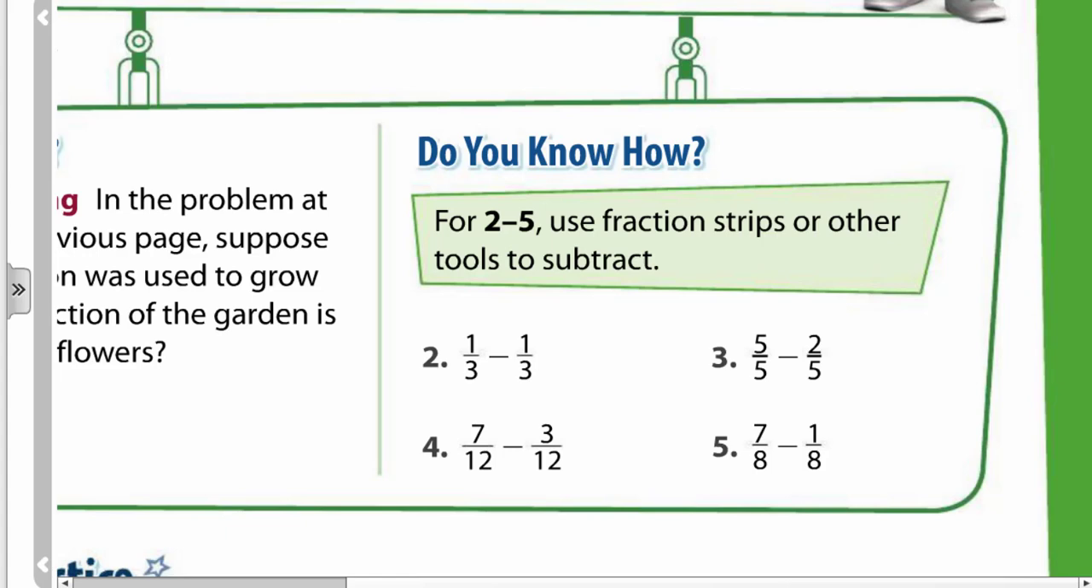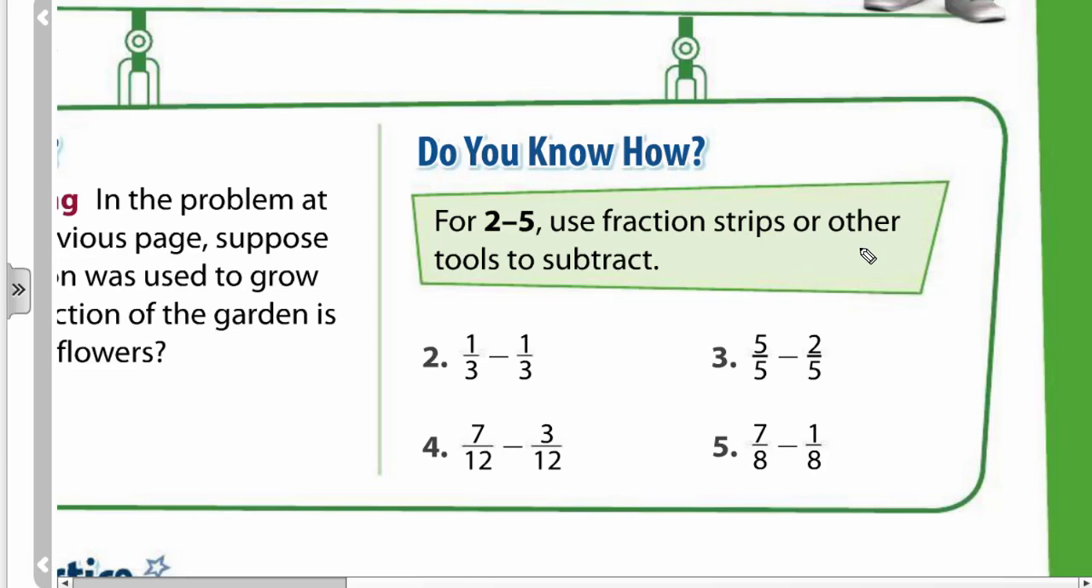And as you see in the question, we can use fraction strips or any other tool like a number line. And we can do our own way to solve it. If you can do it in another way, you can tell me how you can do it, and I will do it with you.